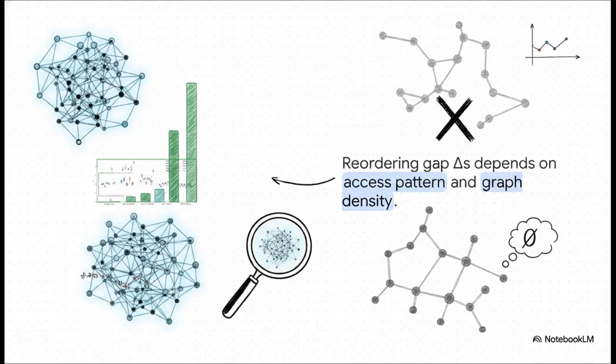You can see the OGBN products dataset spiking there. But then look over at the highly sparse CityRoads L network. The impact is literally hovering right around zero. If your graph is too sparse, the per-node working set is just so small that reordering does almost nothing at all. It is definitely not a silver bullet.